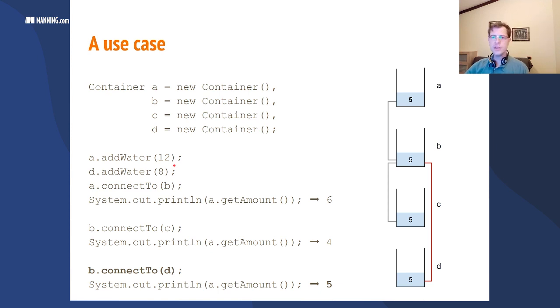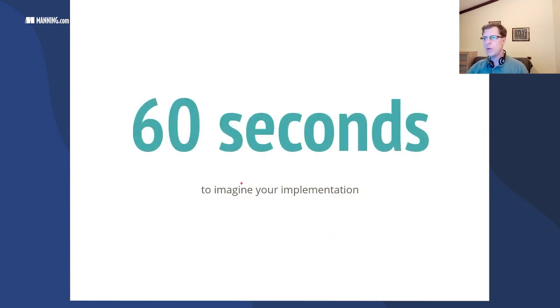Now, in this example, I first added the water and then I connected the containers. But in general, I have to support any interleaving of these 2 operations. And I can add here, then connect there, then add somewhere else, and everything should work all the same. Now, I would like you to imagine your implementation of water containers, but your implementation should comply exactly with this API. Those are the rules of the game.